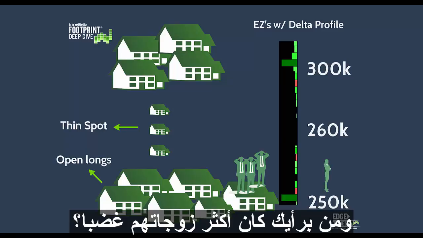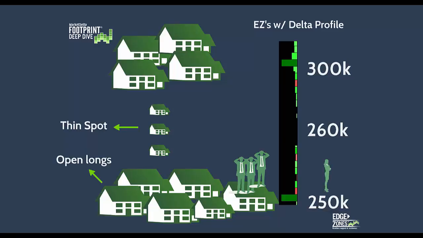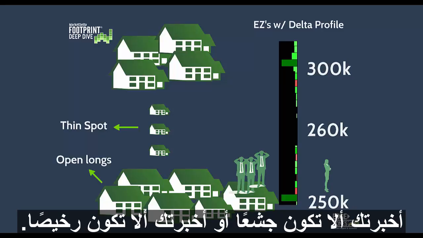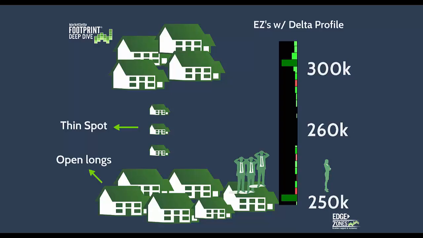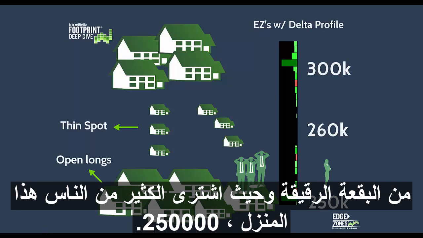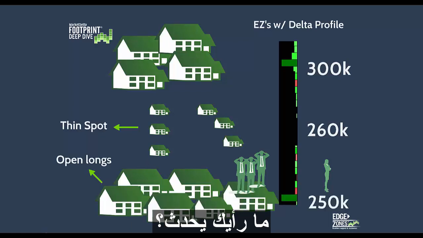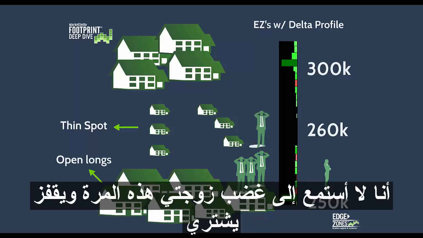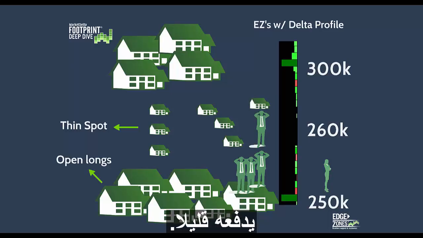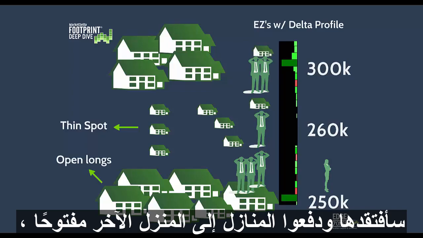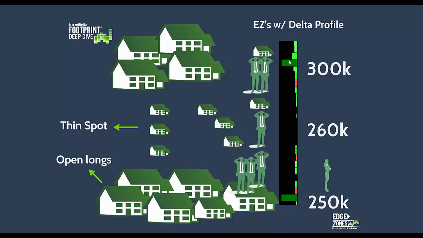And who do you think was the most angry? Their wives. Dummy, why didn't you just buy it at 260? I told you not to be greedy, or I told you not to be cheap. Just get it. So now, if the housing prices come back down near the bottom of the thin spot, where a lot of people bought this house, $250,000, what do you think happens? This guy says, I ain't missing it this time. I ain't listening to the wrath of my wife this time. And he jumps and buys the house, pushes it up a little bit. Next guy says, I ain't going to miss it. Another guy says, I ain't going to miss it. And they push the houses back to the other open delta profile.